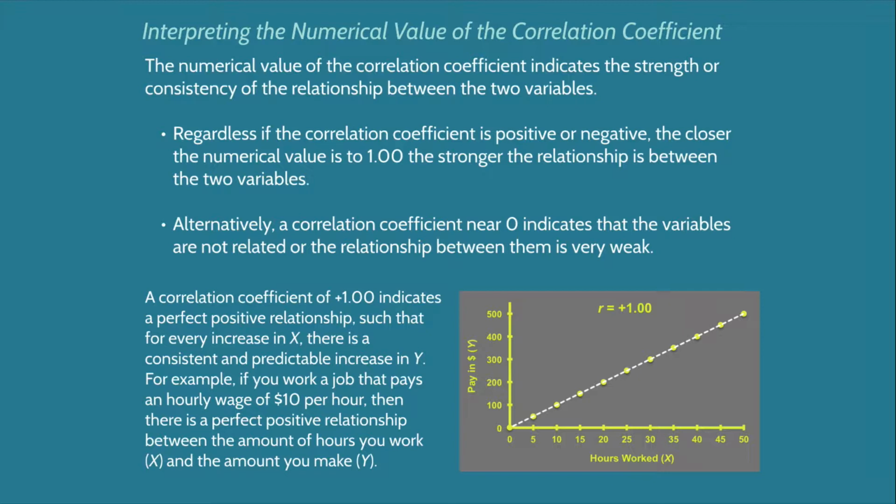For example, if you work a job that pays an hourly wage of $10 per hour, then there is a perfect positive relationship between the amount of hours you work and the amount you make. This relationship is shown in the scatter plot here. In the following video, we will provide some examples of interpreting different correlation relationships.